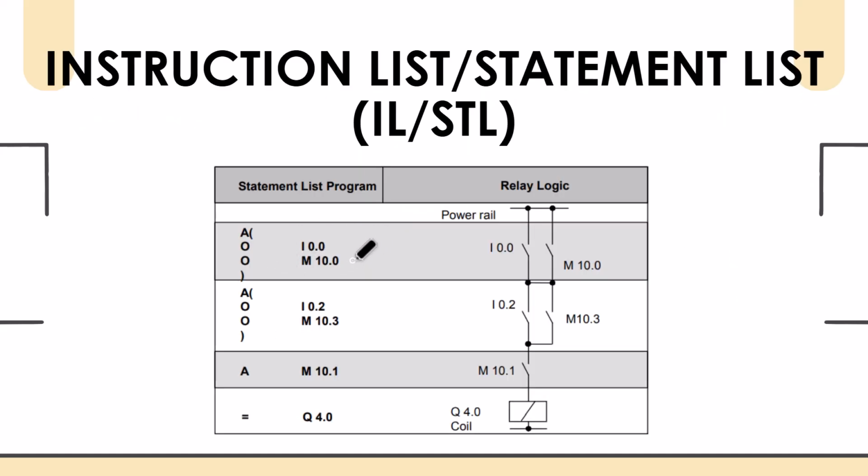This is the typical code of an instruction list language. As you can see, there are two signals, I0.0 and M10.0. These two signals have been ORed. This O stands for the OR operation.